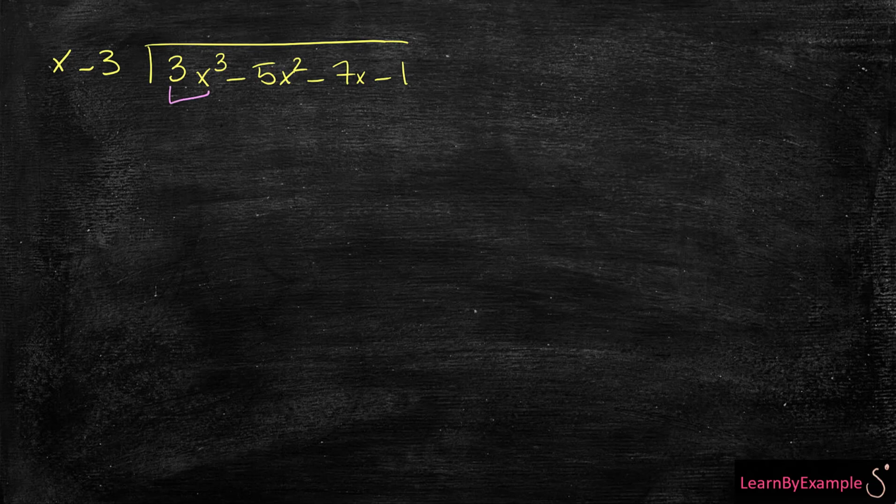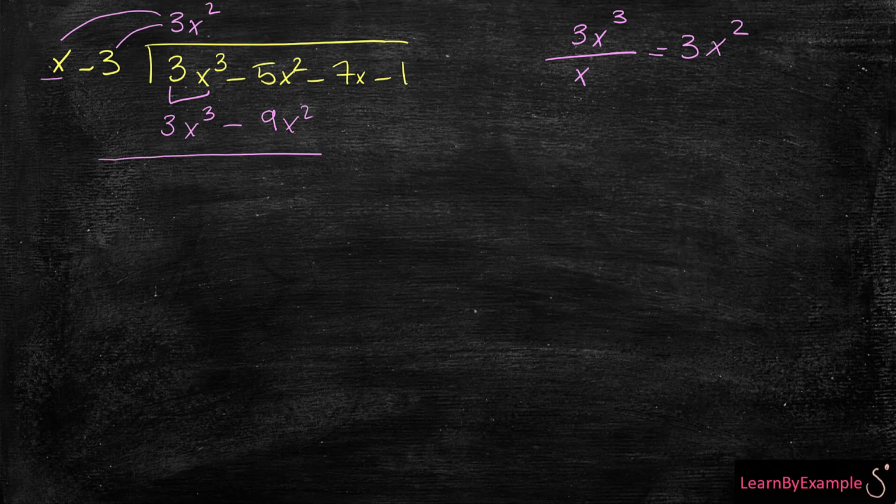We take the first term, which is 3x cubed, and divide it by the first term here, which is x. I will end up with 3x squared. I'm going to write it over here. I'm going to multiply 3x squared by x, so I get 3x cubed. And I'm going to multiply it by negative 3, which is going to give me negative 9x squared. The next step is to subtract these two terms from each other. So I will have minus.